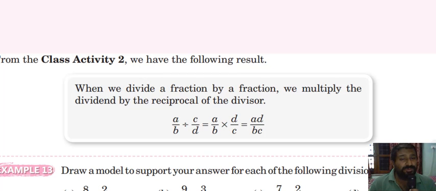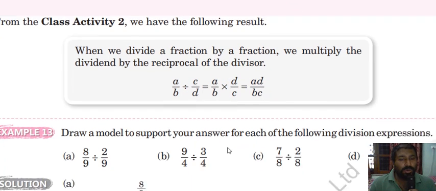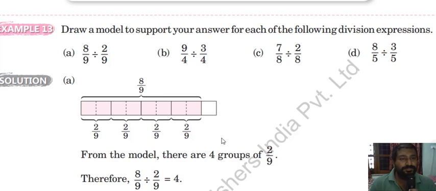We come to a conclusion from the above fact that whenever we divide like this, A by B divided by C by D, the result comes out to be A by B multiplied by D by C. What they are doing here is converting the division sign into the multiplication sign, and taking the reciprocal of the fraction C by D, which comes out to be D by C. Now from here we have to draw the model and support each of these answers. From here we can see 8 by 9 divided by 2 by 9.